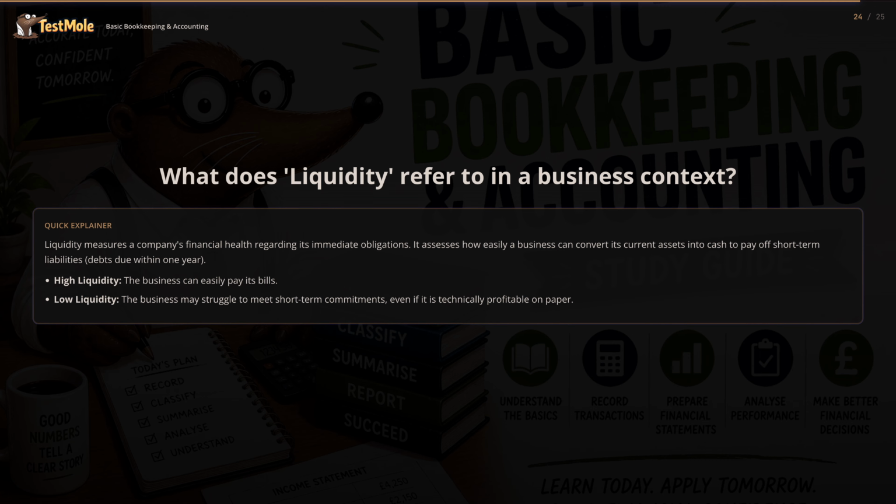High liquidity: the business can easily pay its bills. Low liquidity: the business may struggle to meet short-term commitments, even if it is technically profitable on paper.